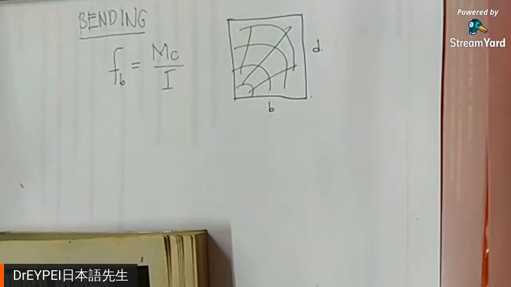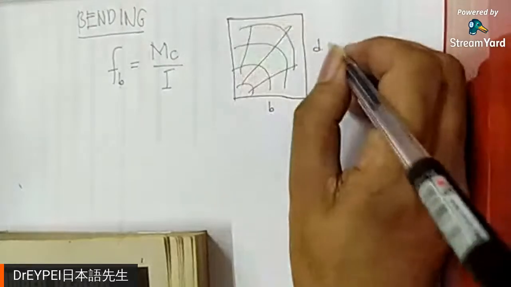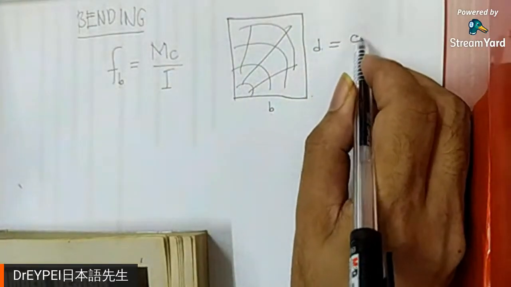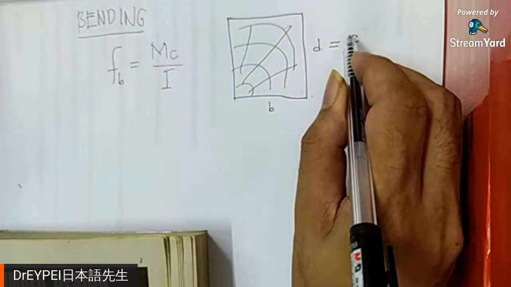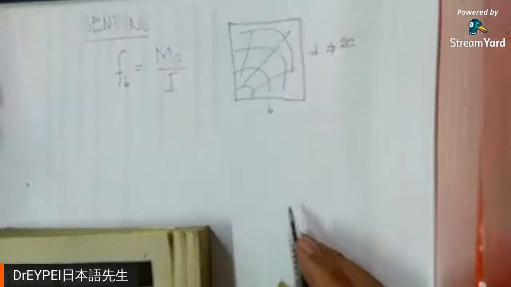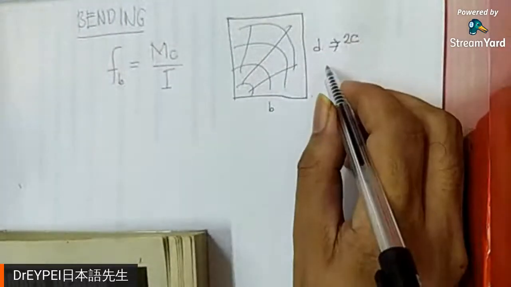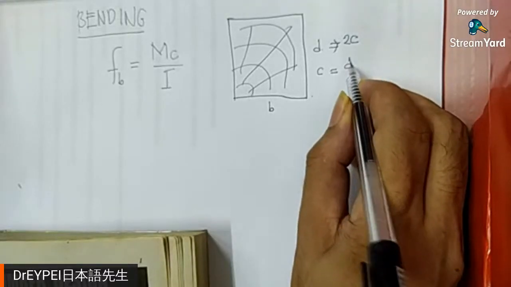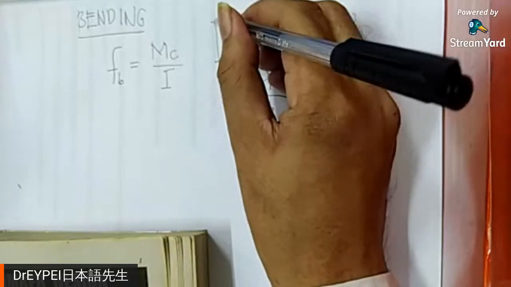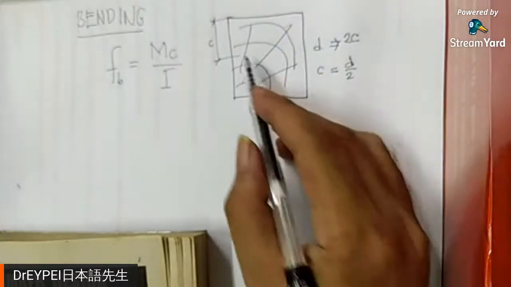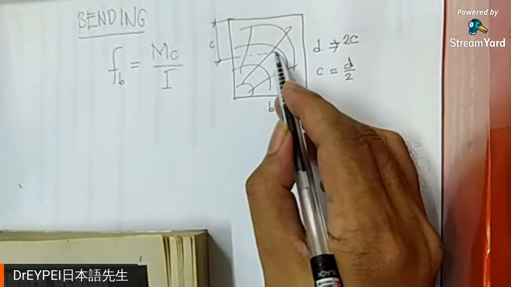So this is our chamber cross section. Okay, and if that is the case, our depth is actually equal to 2 times C, right? 2 times C. And therefore, if D is equal to 2 times C, therefore, C is equal to D over 2. And you'll notice that D over 2 just look like this. At the middle, at the center line.